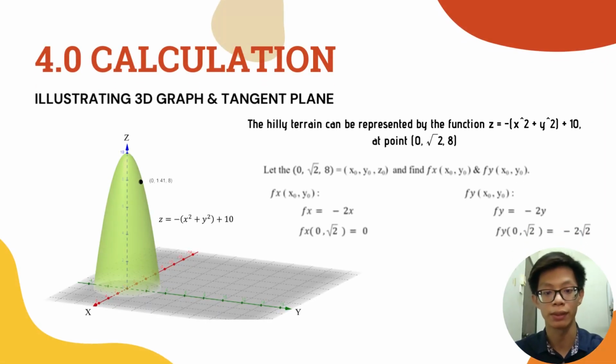So I'm going to explain the calculation part. The hilly terrain can be represented by the function z equals negative (x squared plus y squared) plus 10 at the point (0, square root 2, 8). Let the coordinate (0, square root 2, 8) become (x0, y0, z0). We can also find fx and fy. Based on the equation of z, fx is equal to negative 2x and fy is equal to negative 2y. By substituting the point x0 and y0, fx will be 0 and fy will be negative 2 square root of 2.